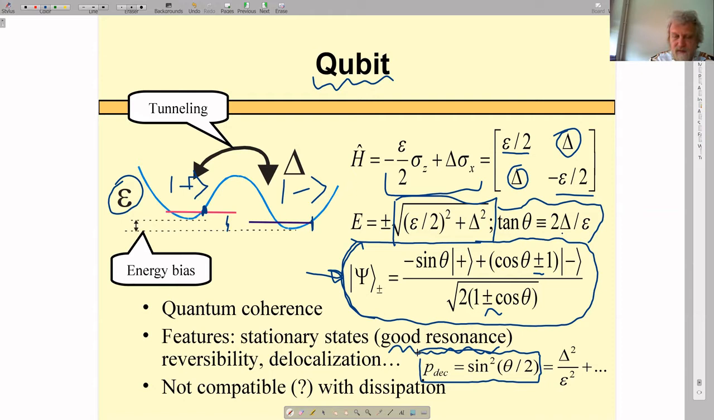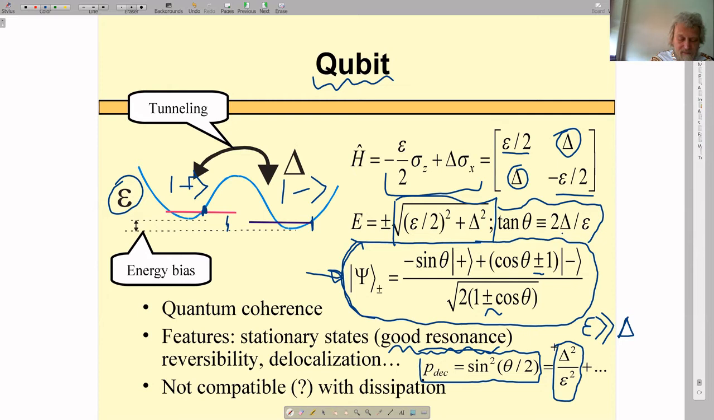I will use it for my lecture there. I'd like to consider a simple case when epsilon is quite bigger than delta. So delocalization is small in this case, right? Delocalization is small, but still it persists. It's a small number, but there is delocalization. There is finite probability to find a particle in an alien well.